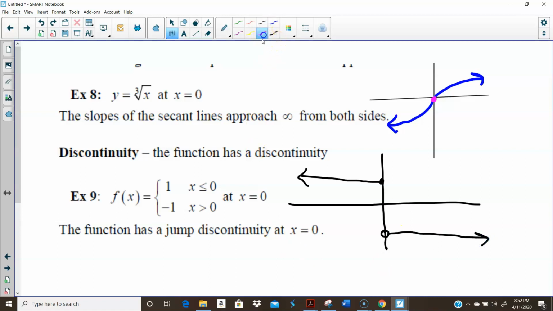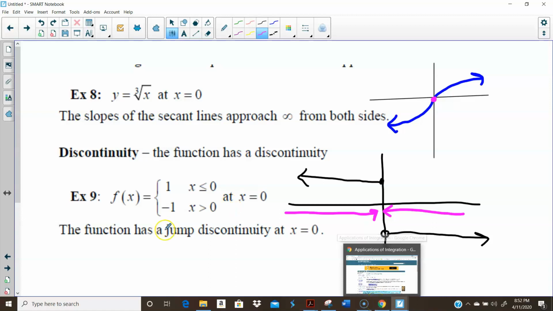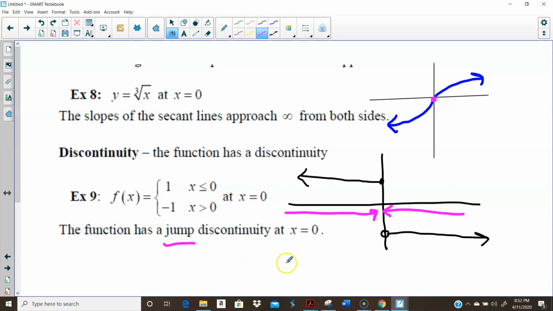So remember that as I approach from the left, the limit is going to be up here, but as I approach from the right, the limit's going to be down here. And because of that, the function jumps. And anytime the function jumps, you're not going to be able to differentiate. So there's no derivative for functions that jump.